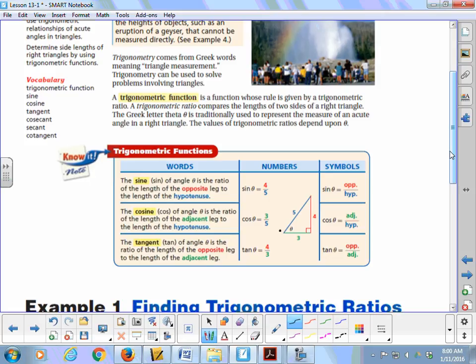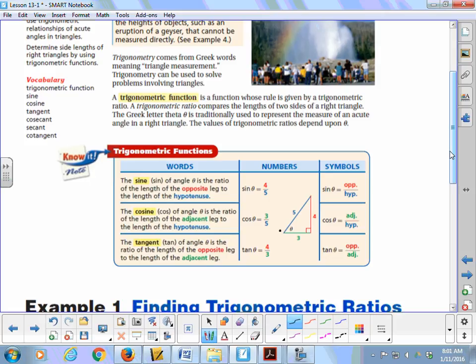Sine is defined as the leg opposite a specific angle over the hypotenuse. So it's a ratio of the opposite side over the hypotenuse. Cosine, abbreviated as COS, is defined as the adjacent side over the hypotenuse. And tangent is defined as the opposite leg over the adjacent leg.